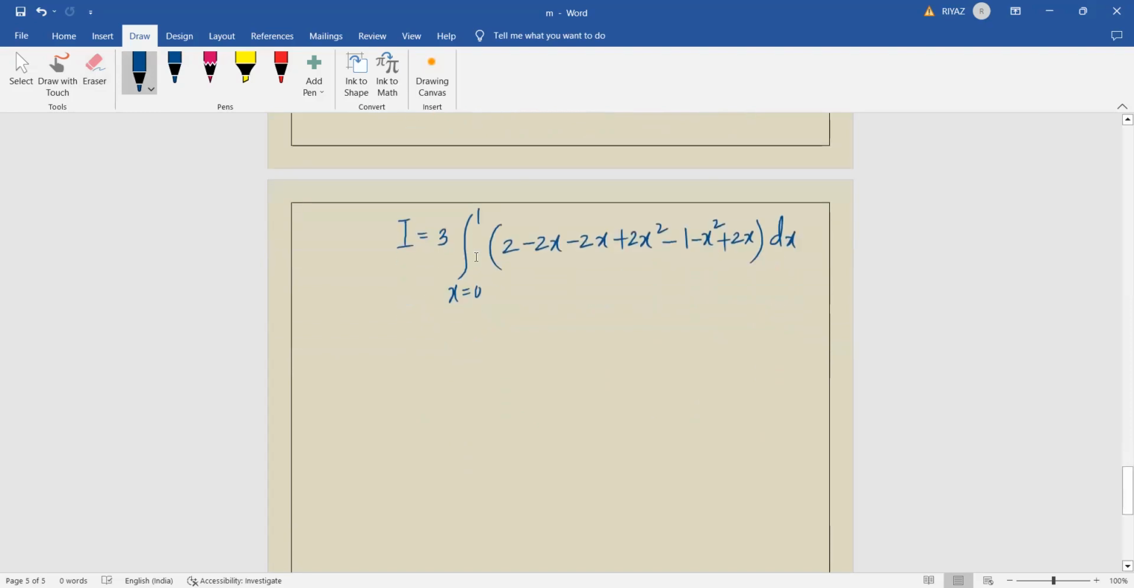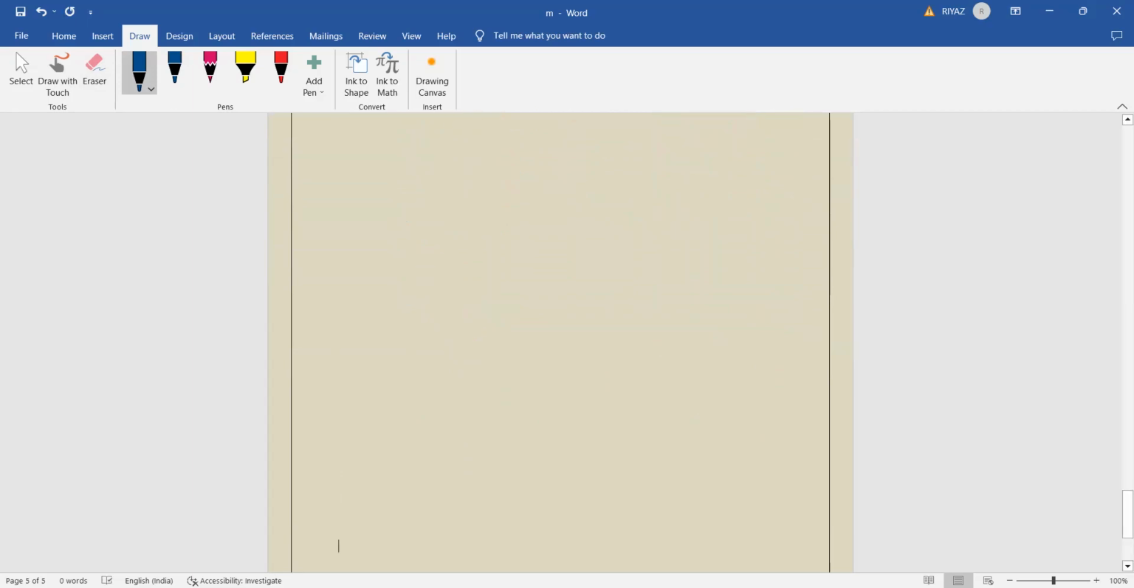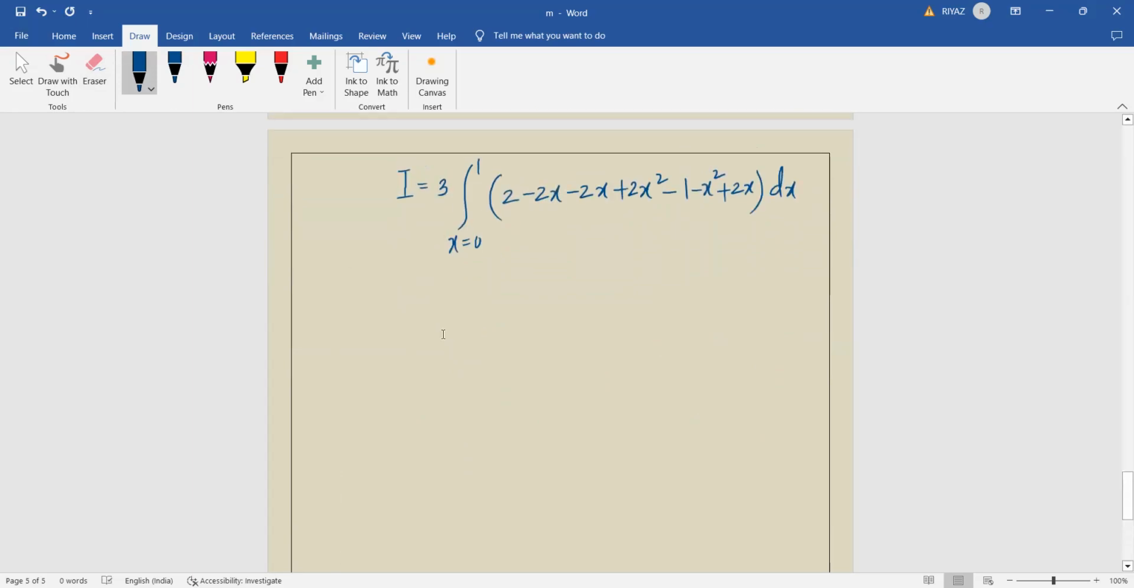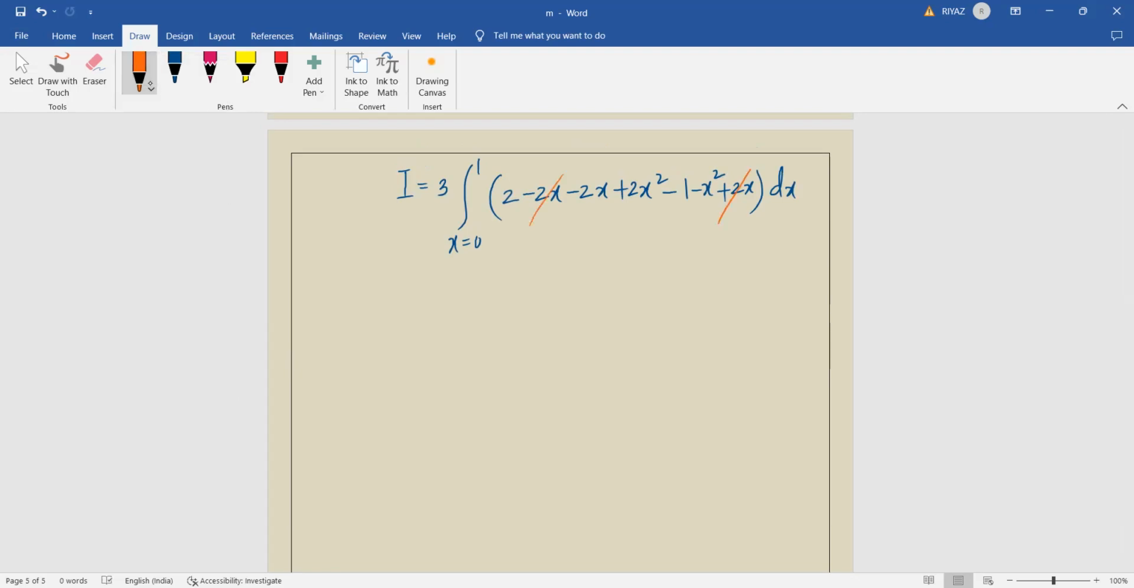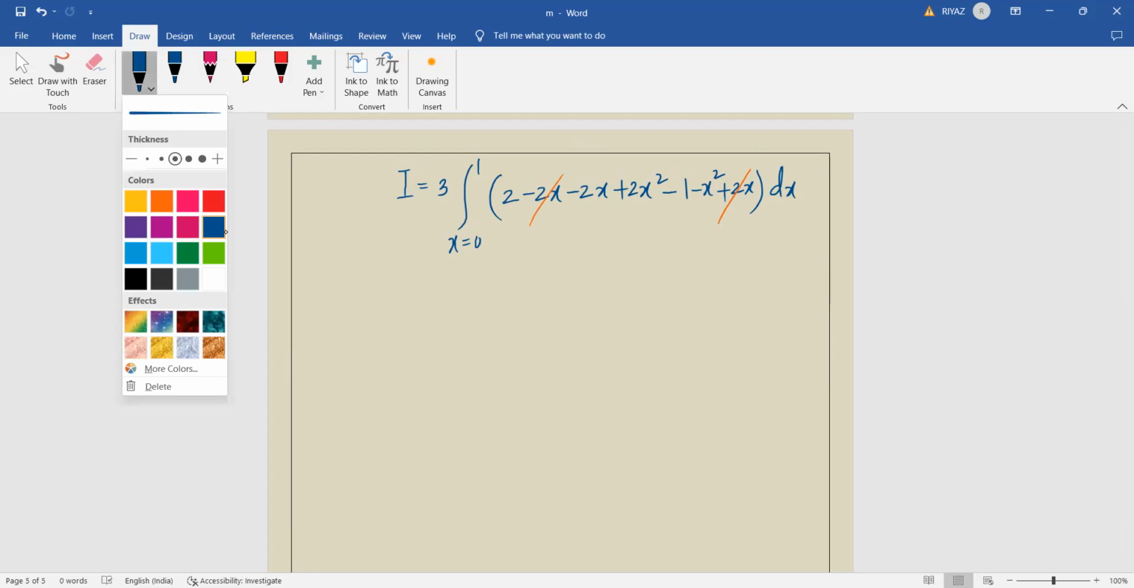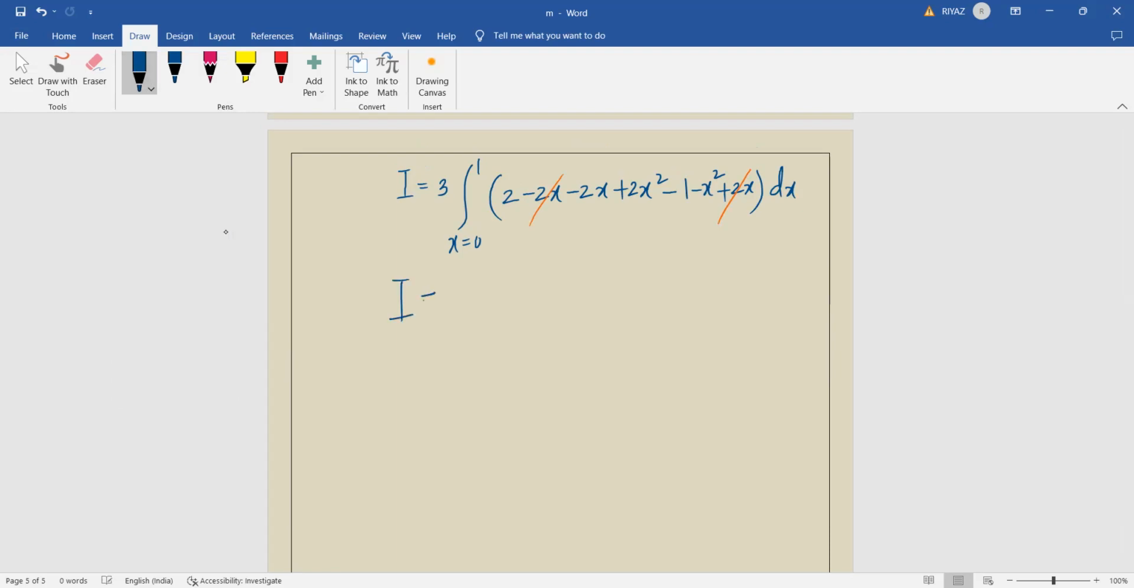How many terms are cancelled? 1 minus 2x plus 2x is cancelled. Then plus 2x minus 2x will be cancelling here. This minus 2x and this plus 2x cancel. So I is equal to 3 times whatever terms are left, from 0 to 1. 2x square minus x square becomes x square, minus 2x, plus 2 minus 1 is plus 1, into dx.